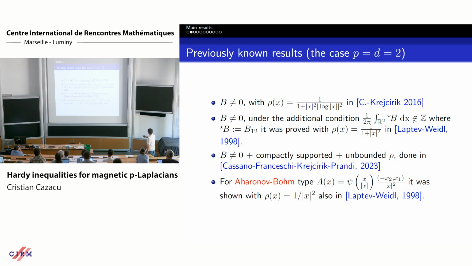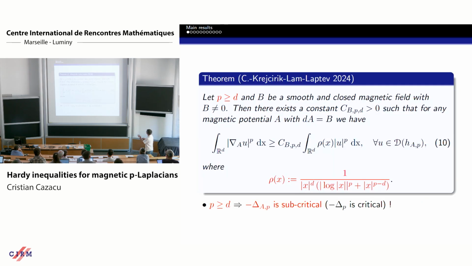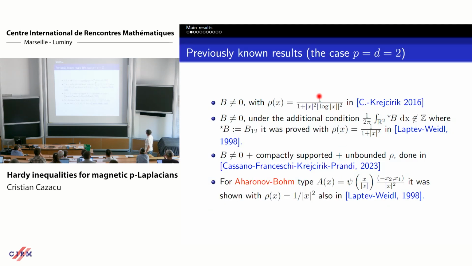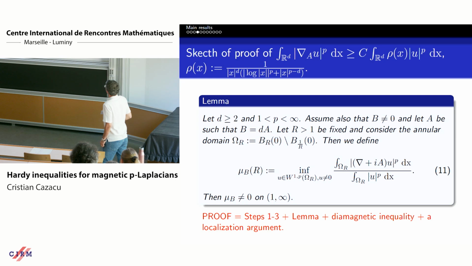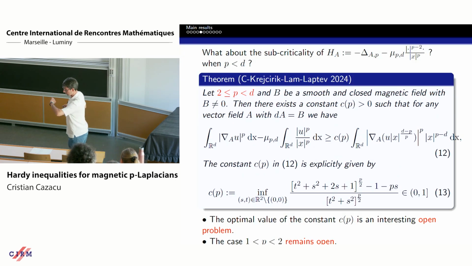Okay, so this is what I said. In this case, we basically remove all these conditions here: compactly supported, not needed; this flux condition, not needed. And we also extend the analysis to the L^p case with an unbounded, sharp unbounded potential. Okay, this is the sketch of the proof, but how much time do I have left? 8 minutes. 8? Okay.